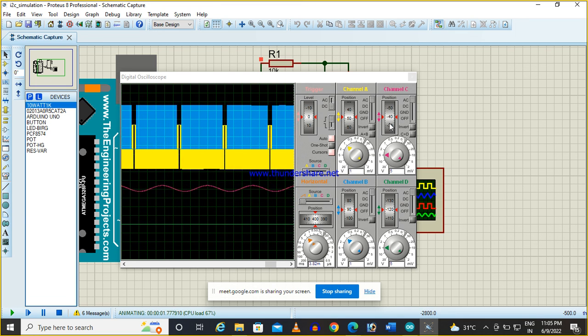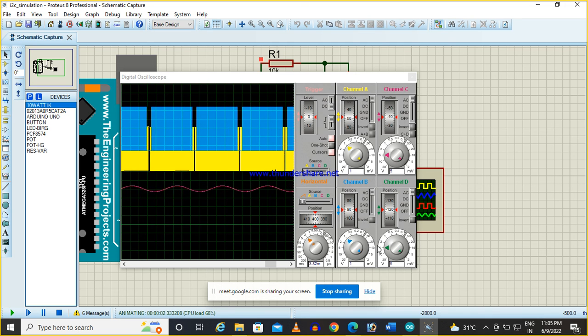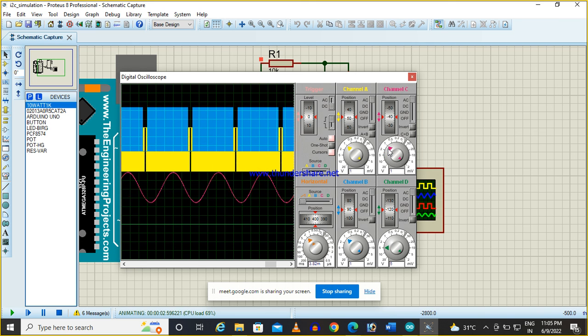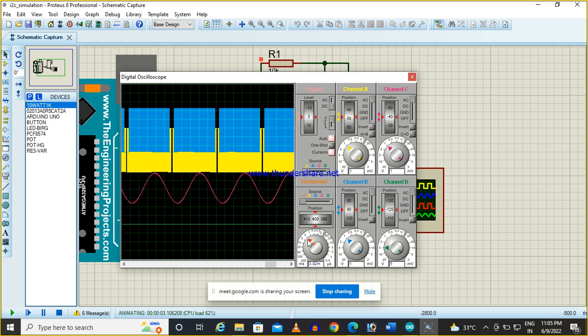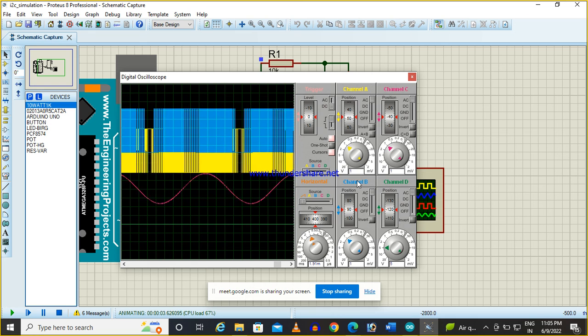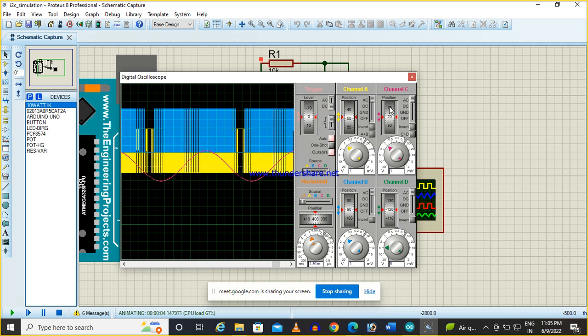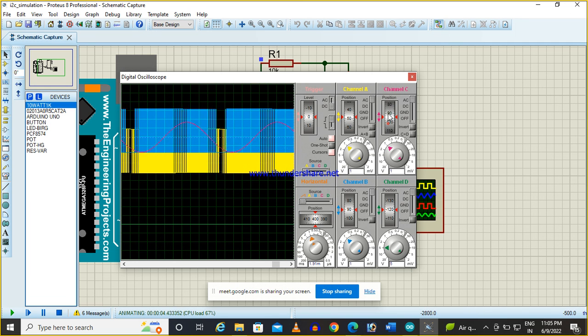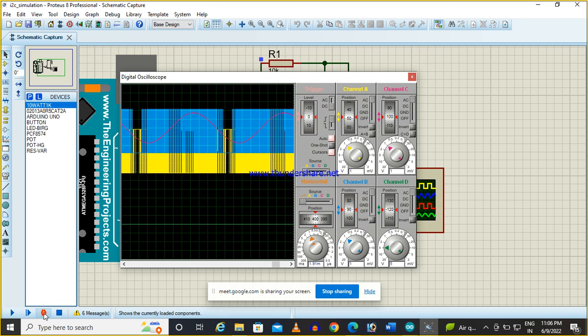Now if I increase the amplitude, slightly I will increase it, and this I'll shift to the top. And now I will pause.